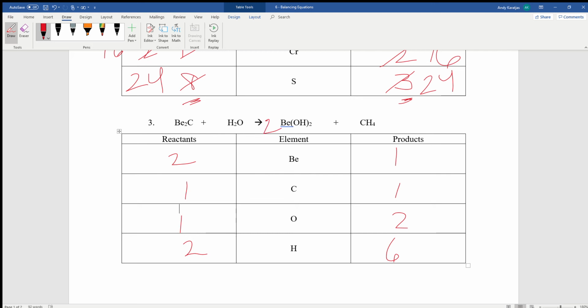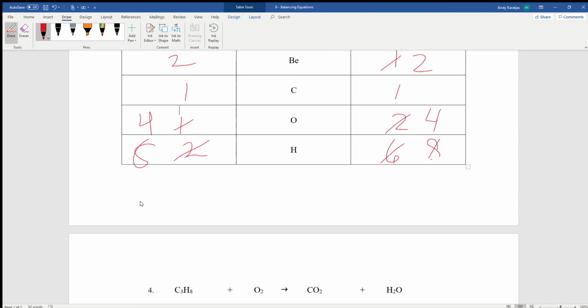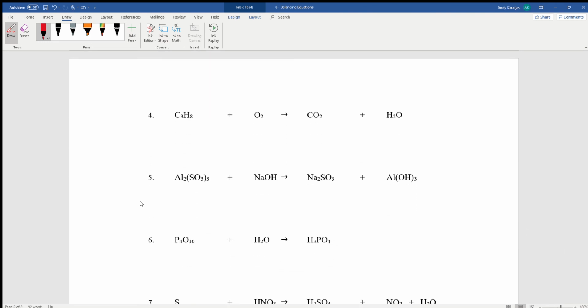So if I put a 2 in front of beryllium hydroxide, beryllium is balanced, we get 2 there. At the same time, our oxygens on the right side go to 4 and hydrogens up to 8. We can then put a 4 in front of water. That gives us 8 hydrogens and 4 oxygens, and our equation is balanced. So it's just always going to be this sort of step-by-step process that gets us there. And so let's do one more of these.